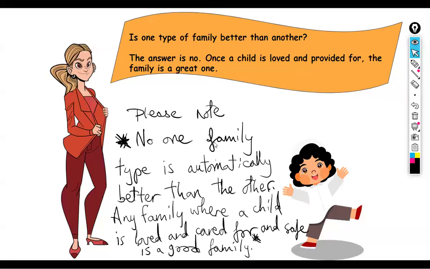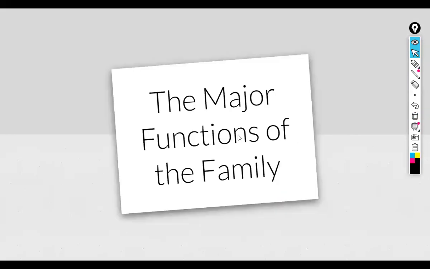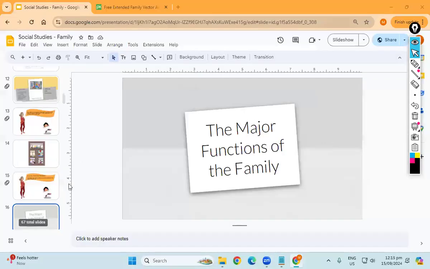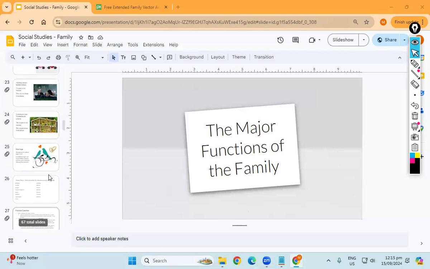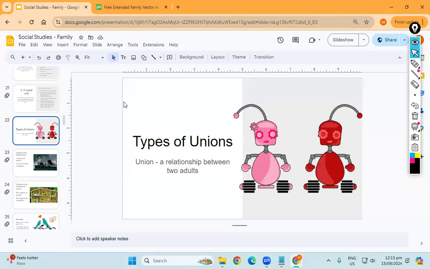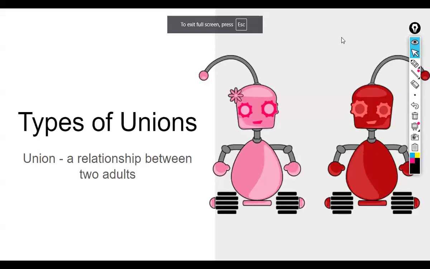So let's just try and get through unions, and then we could take a break, right? Oh, actually, my bad. It's the functions of a family. Let's skip to types of union because that will be shorter. We'll come back to functions of a family after break. Right. Types of unions. So first of all, what is a union? A union is a relationship between two adults.